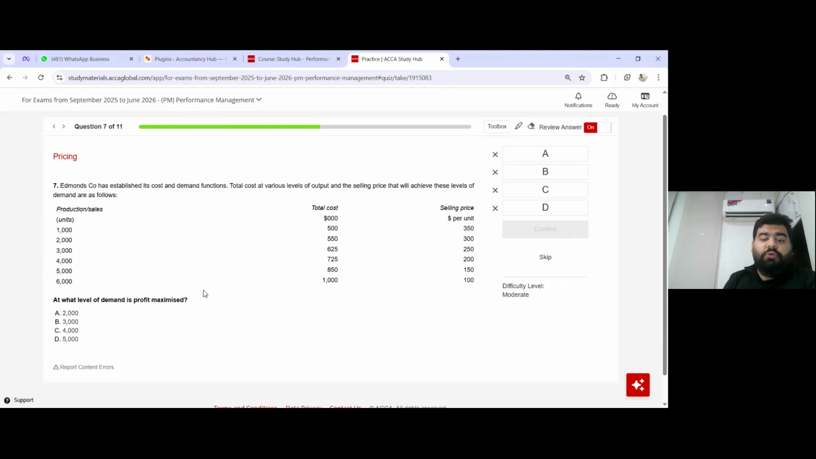After that, I think this is a tabular approach. Here you are given with total cost and selling price, and you are given with units. At what level will the demand be maximized? That's very easy. What you have to do is, you know the costs and prices you are given are according to the units 1000, 2000, 3000, 4000, and all in sequence, right?